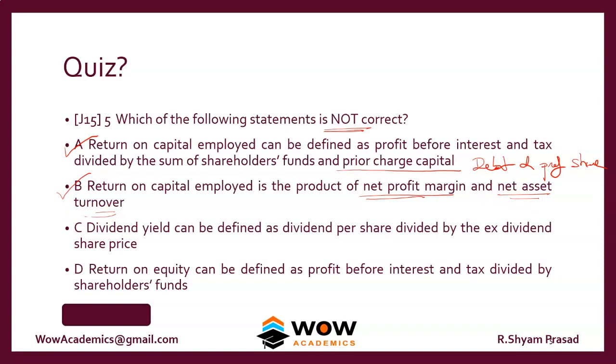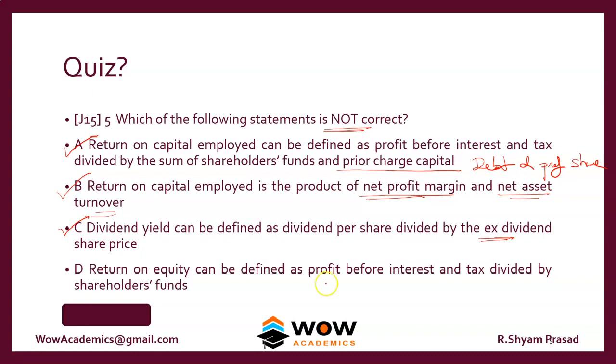Dividend yield can be defined as dividend per share divided by the ex dividend share price. So this is also again correct. So we'll define ex dividend later, but for short term we'll put like this: the share price of a company after issuing the dividend. So that is what ex dividend share price.